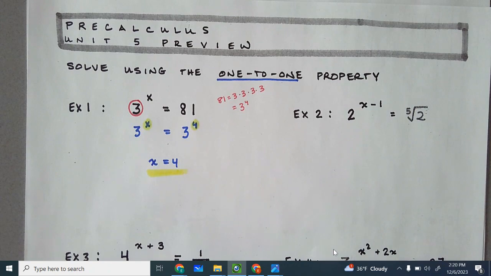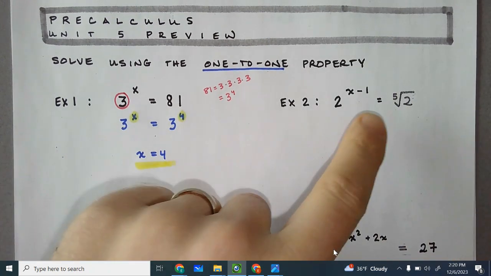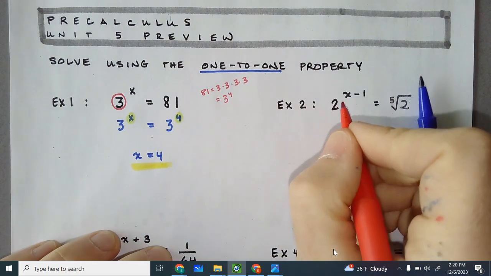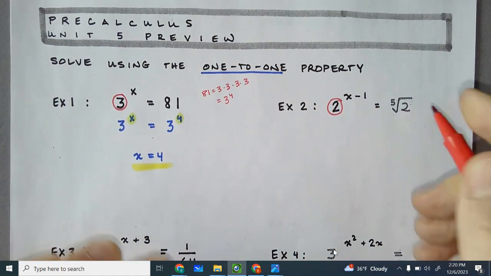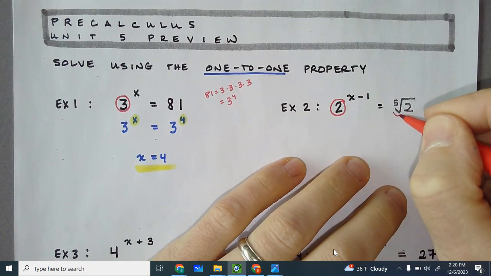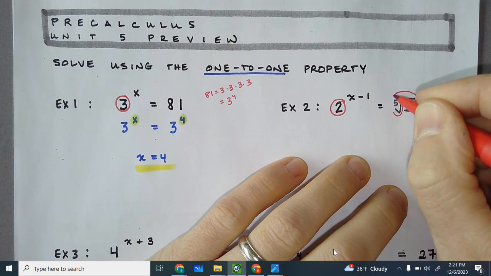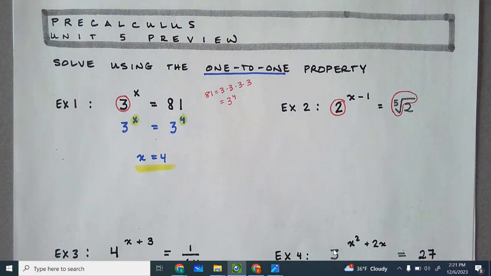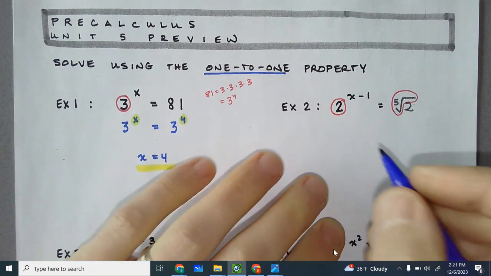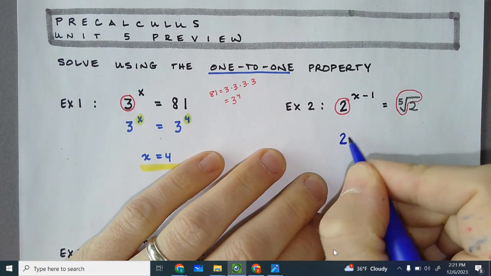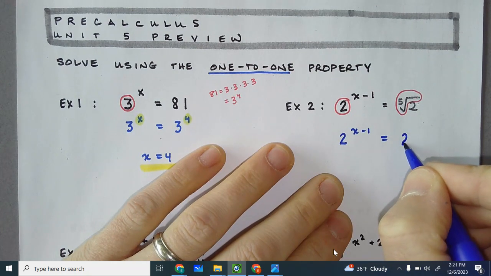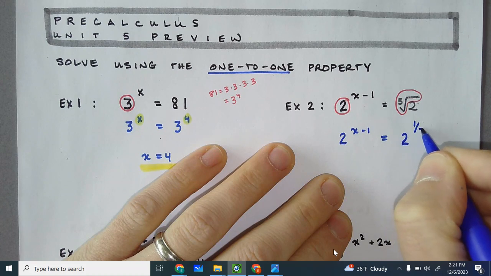Okay, let's keep rolling. Take a look at number 2. On number 2, my base on the left side is a 2. So I want to rewrite this so that it's 2 to the power. And so this means we need to talk a little bit about how fractional exponents work. A fifth root means the same thing as the 1/5 power. So I'm going to leave this side as 2 to the x minus 1. Over here, I'm going to write this as 2 is raised to the 1/5.